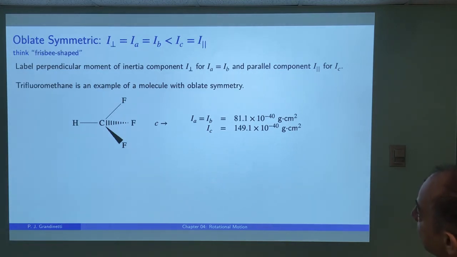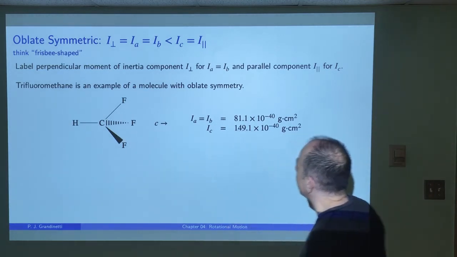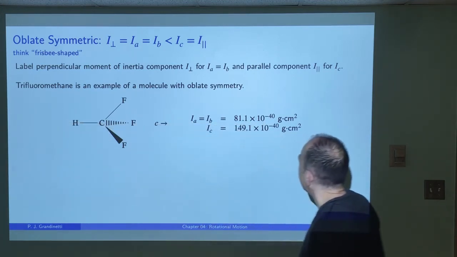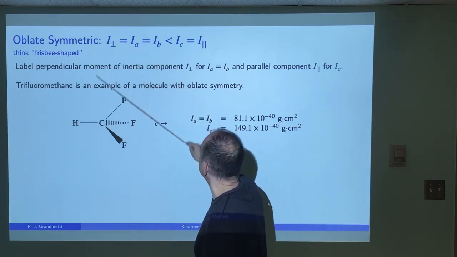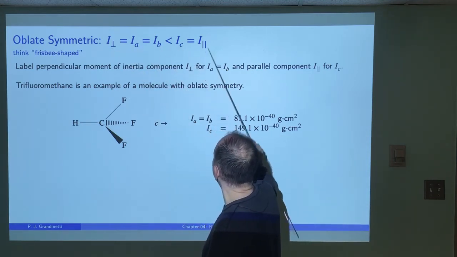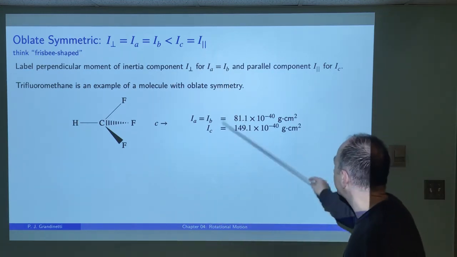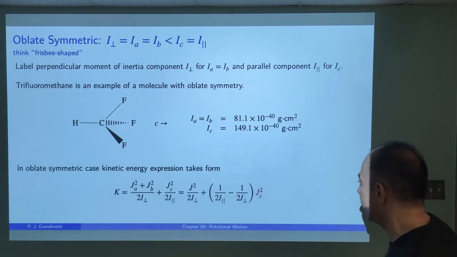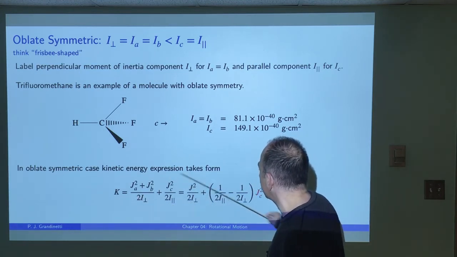Now contrast that to the oblate case. In this case we're looking at a molecule like trifluoromethane, and here the C-axis is along the CH bond, and we have the case where A and B are equal to each other, so those are defined as perpendicular, and C is the unique figure axis, which is defined as I parallel. And for typical bond lengths, these are the values you would get for trifluoromethane. And for the kinetic energy, we have a slightly different version.